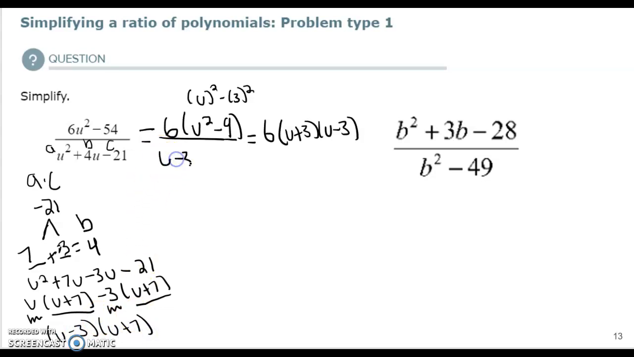So this becomes u minus 3, u plus 7, u minus 3, u plus 7, and then when we simplify this, the u minus 3's cancel out, and we end up with 6.